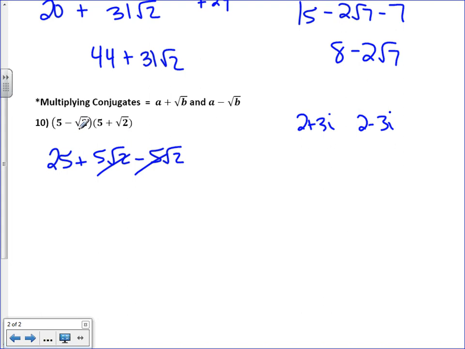Then the last, negative square root of 2 times positive square root of 2 gives you negative square root of 4. So you end up with 25, outer and inner canceled, minus the square root of 4, so minus 2, you end up with 23. So there's the video for Learning Target 3.